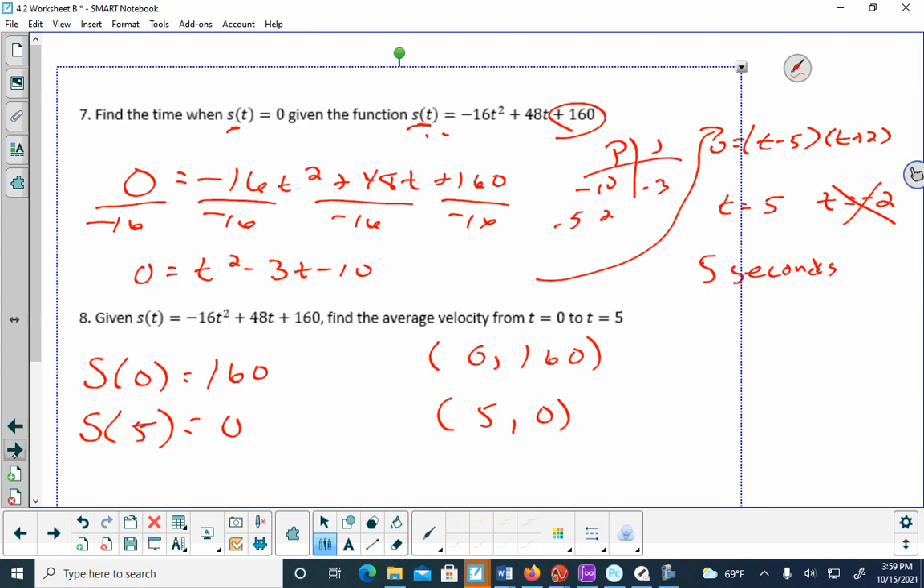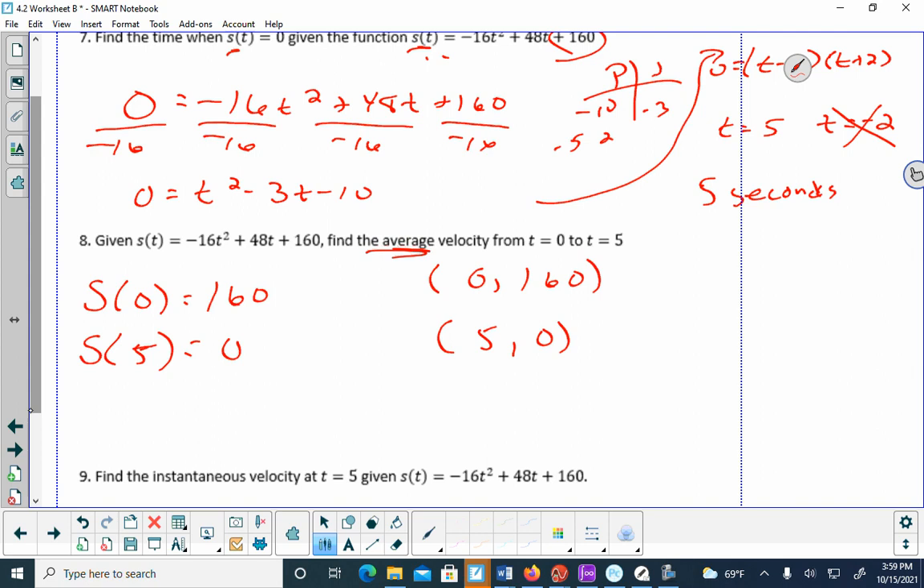I want the average, which means I want the slope of the secant line. So difference of the y: 160 minus 0 over 0 minus 5. So I'm going to have 160 over negative 5. And that'll end up being negative 32 feet per second.